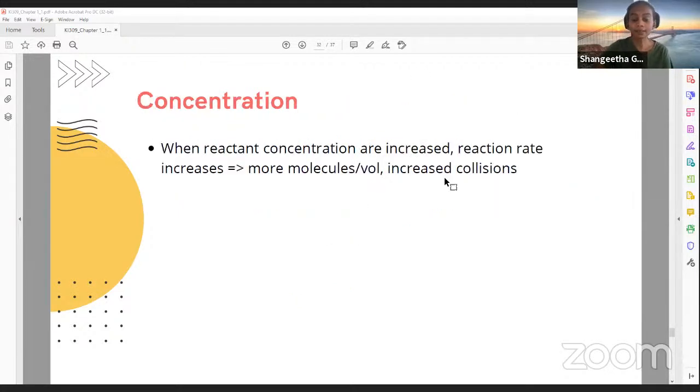Now, another factor that can affect the rate is the concentration. If you increase the concentration of your reactant, your reaction rate will increase because there are now more molecules per volume. So there is more collision between your reactants, and your reaction will become faster.